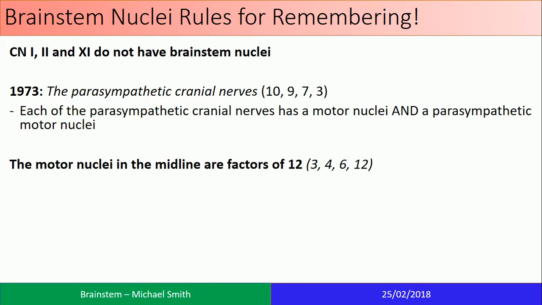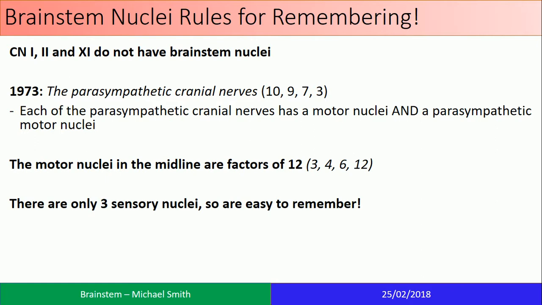The motor nuclei, which sit in the midline, are all factors of 12. So this means that if you multiply them by another number, you get 12. So 3 sits in the midline because 3 times 4 is 12. 4 sits in the midline because 4 times 3 is 12. 6 sits in the midline because 6 times 2 is 12. And 12 sits in the midline because 12 times 1 is 12. So obviously 1 and 2 are also factors of 12, but as we've already established, they don't have brainstem nuclei. So the ones in the middle are 3, 4, 6, and 12.